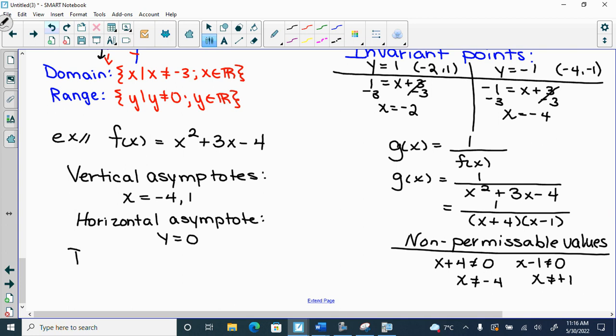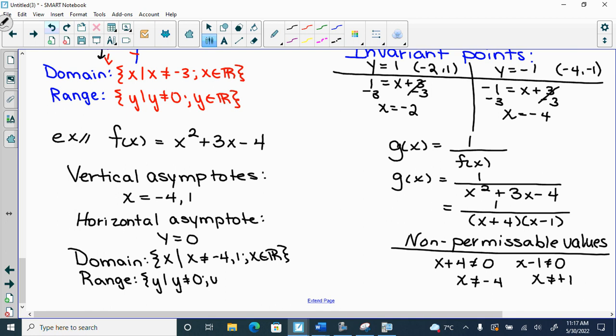So my domain, same as before, I'm just going to have x can't equal a couple numbers instead of 1. My domain is going to be the set of, that's what this squiggly bracket means, x values such that x can't equal negative 4 and 1, x element of the reals. And my range is y such that y can't equal 0, y element of the reals. Technically it should be f of x, but we'll leave it be y's for now because your textbook has y's.